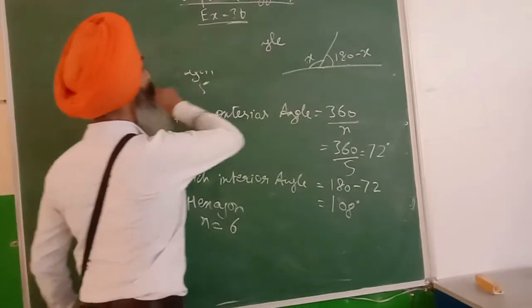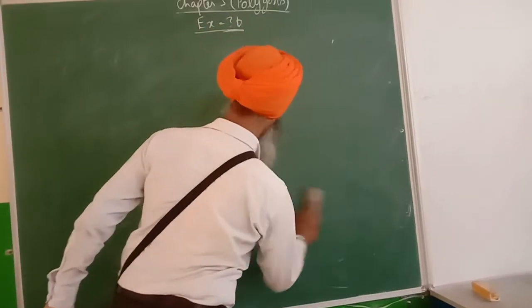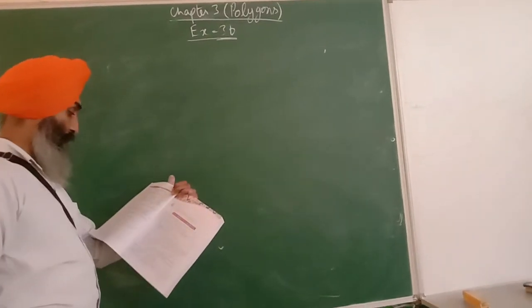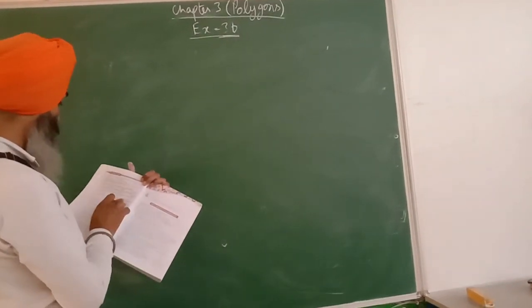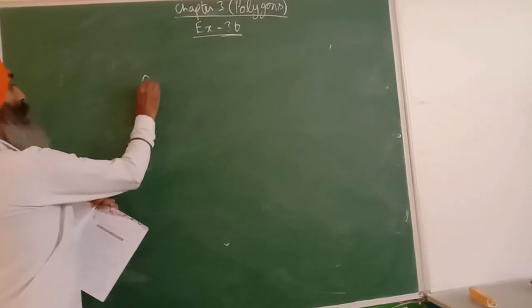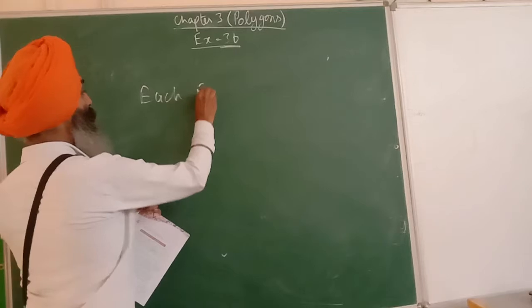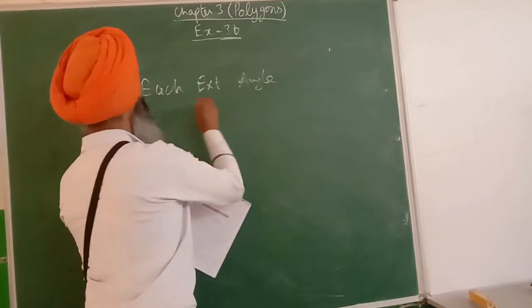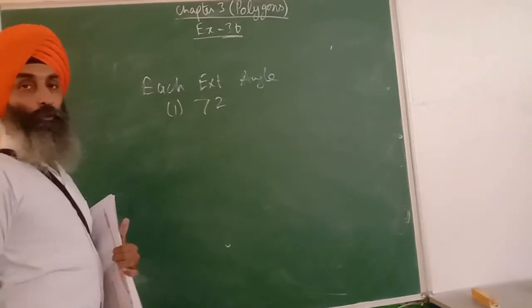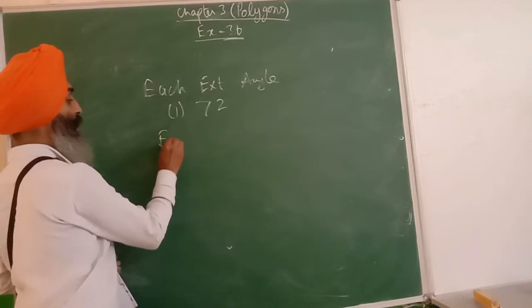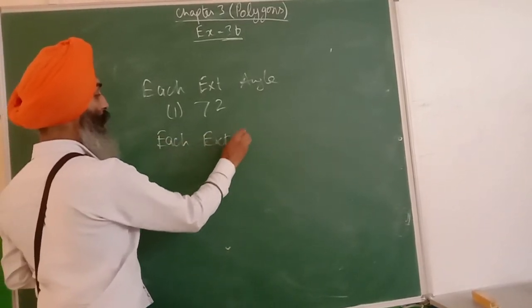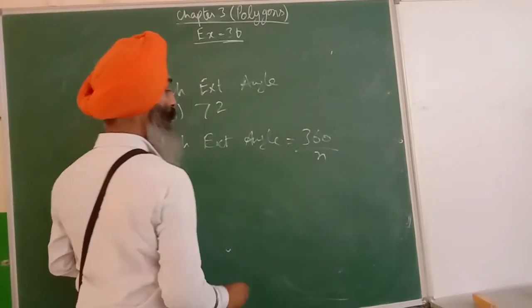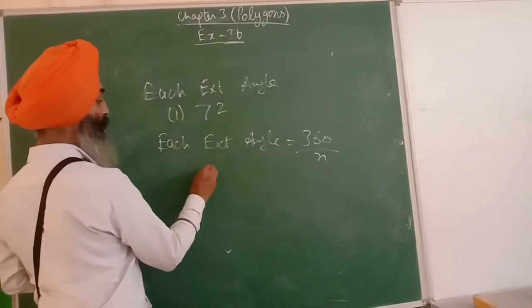Now let's move to the fifth question. In the fifth question you have to find the number of sides of a polygon, and we are given each exterior angle. The first part is 72. Okay everyone. Now you know the formula: each exterior angle is equal to 360 divided by n. Simple. So you are given each exterior angle is 72.